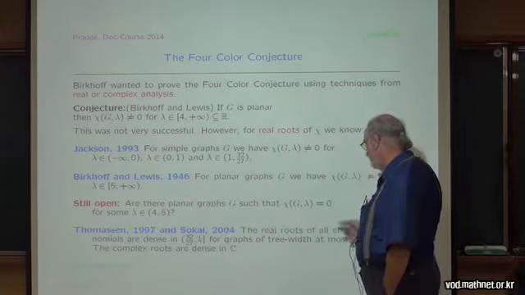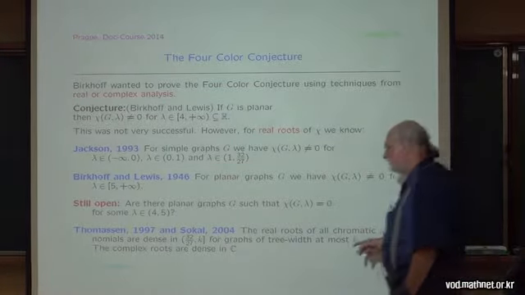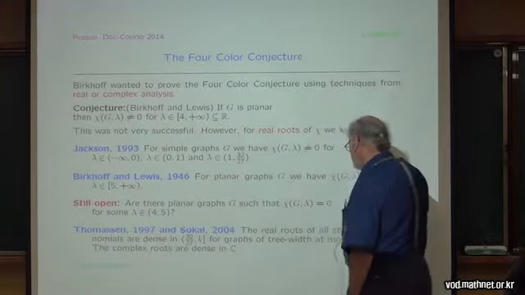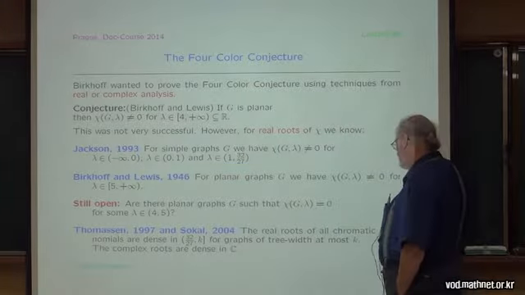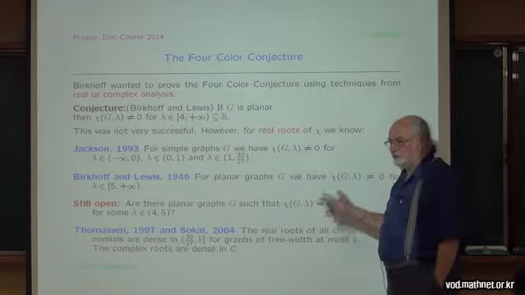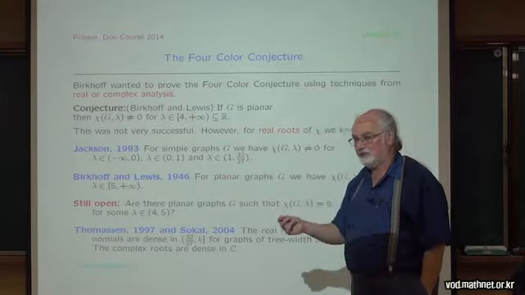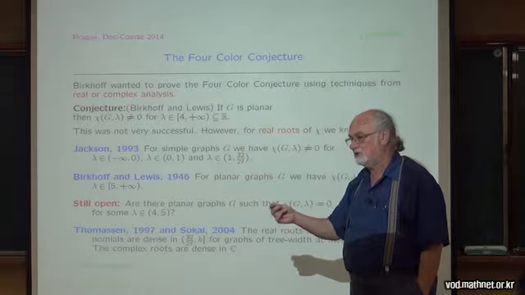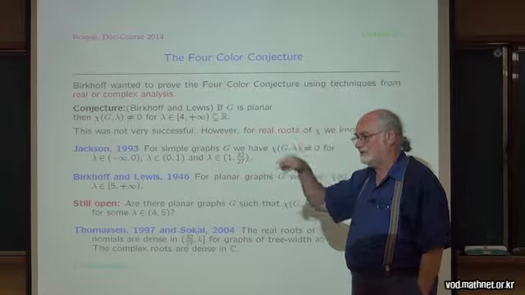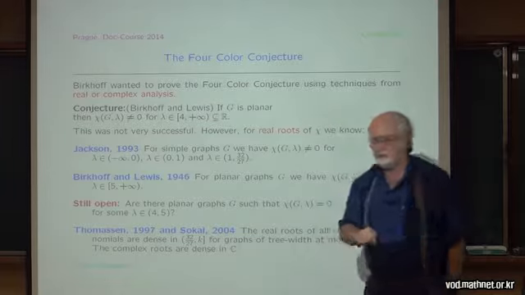And Thomason and Sokal have shown that the real roots of all chromatic polynomials are dense in the remaining interval, where k is the tree width of a graph. And there are other versions of this. Actually, if you look at what dense means, it means for every epsilon and every point there is a graph such that the chromatic polynomial of this graph has a root in this neighborhood around the point.